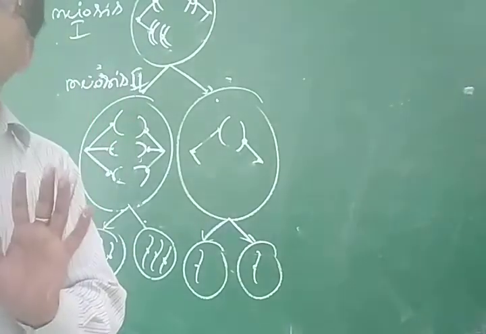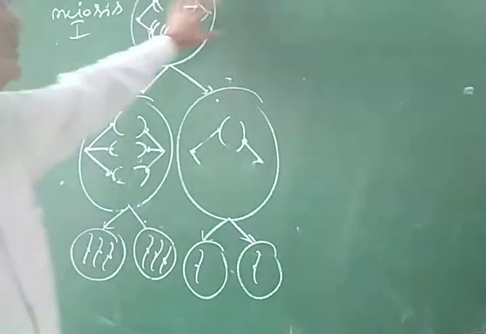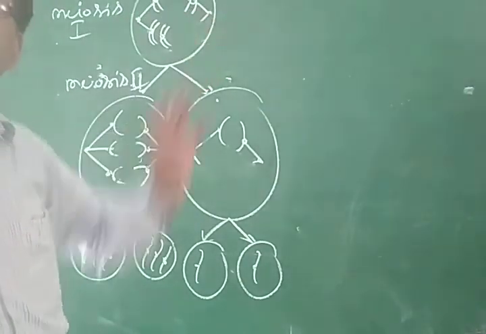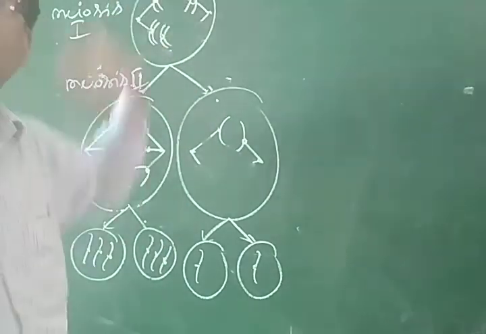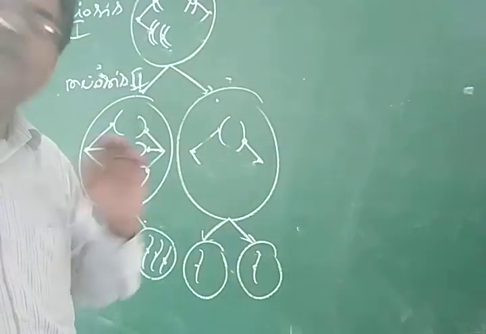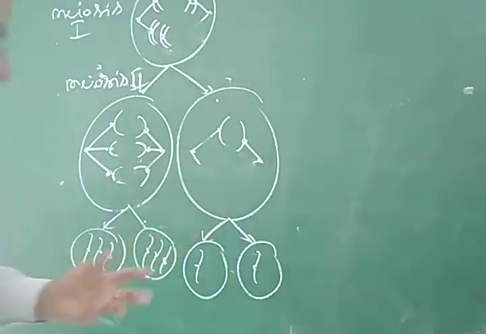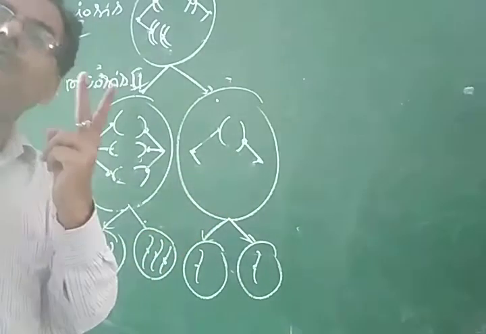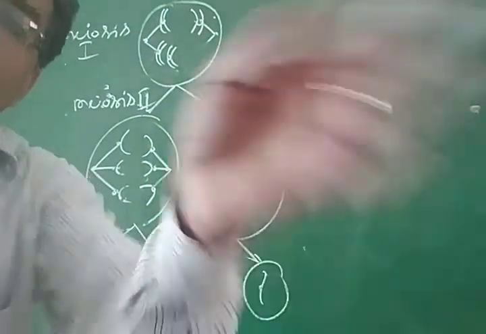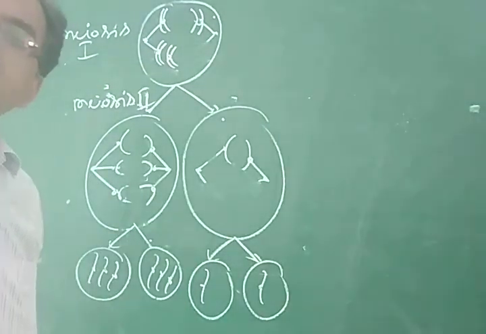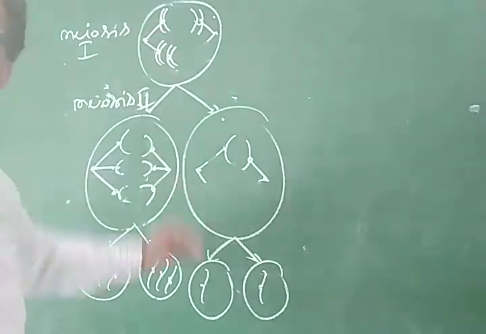But in the normal cell division, suppose this is the first cell, there are 4 chromosomes. So after meiotic cell division, the gamete should contain only 2 chromosomes after meiosis division.